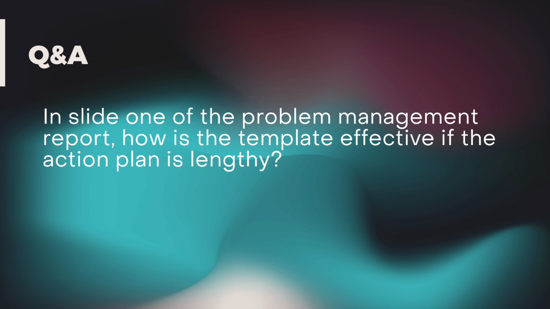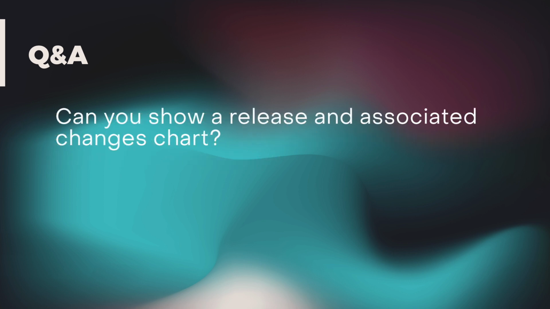Okay, and then the last question we have here: can you show a release and associated changes chart? I don't have that demo ready to show today. However, it's definitely possible in a few different ways. There's two approaches you could take to try and show that in a single chart. You could also take that summaries capability that we looked at with the problem, and maybe there's an opportunity to apply that to a release record and the associated data points like changes.